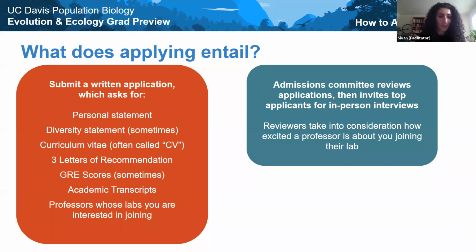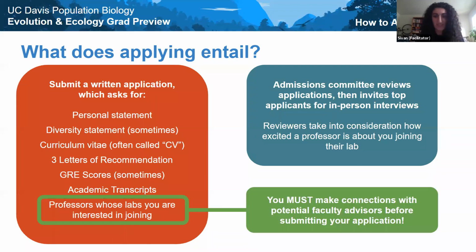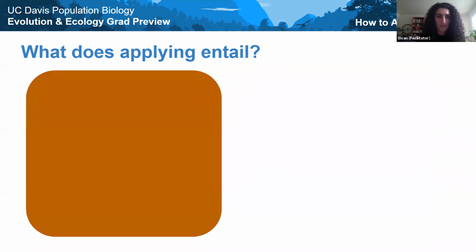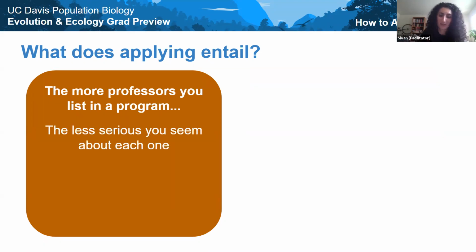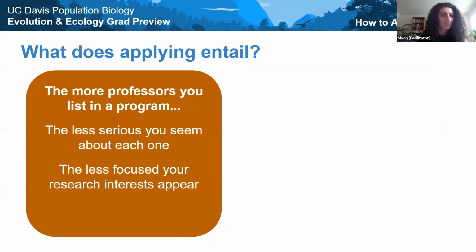So what's really important is that you make connections with these potential faculty advisors before submitting your application. And those professors need to be the same people that you've listed in your application. To expand on this a little bit more, generally the more professors that you list in a program, and those are also the professors that you're contacting as well, the less serious you seem about each one, and the less focused your research interests appear.